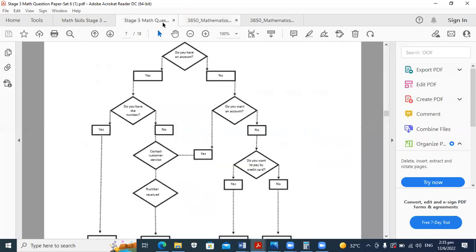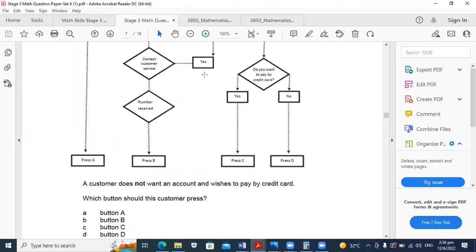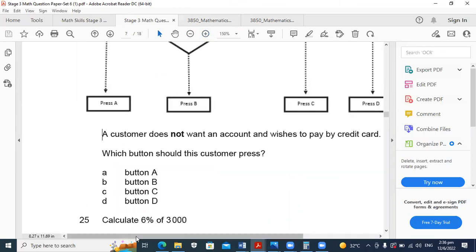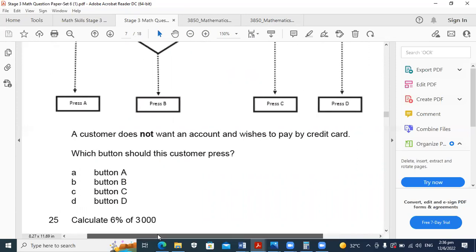This one is really large. It takes up one entire page. Let's read the question first. A customer does not want an account and wishes to pay by credit card. Let me say it again. A customer does not want an account and wishes to pay by credit card. All right, now what am I talking about?